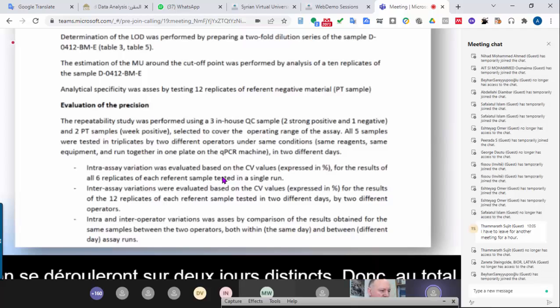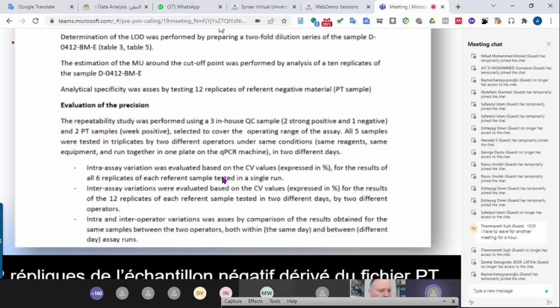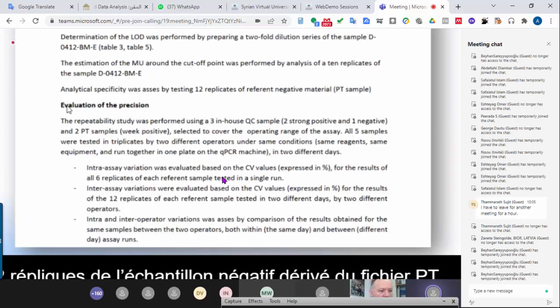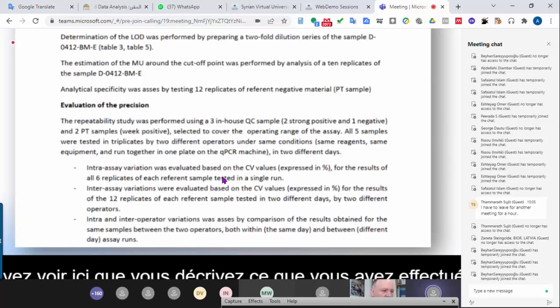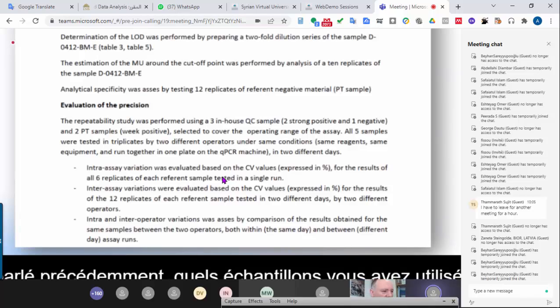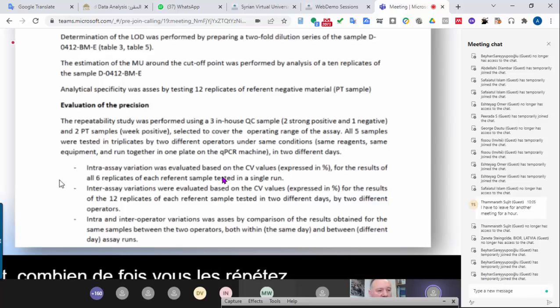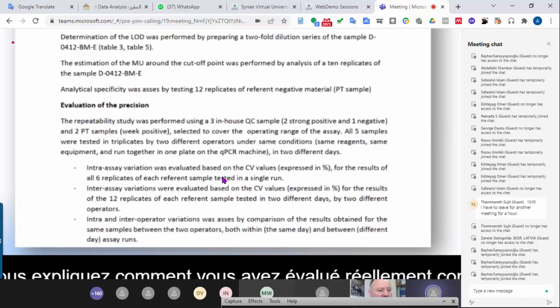For the evaluation of the precision, you describe what you have performed, what I already discussed previously, what samples you used, what is their status, how many times you repeat them, and then you explain how you will evaluate the intra-assay variation, inter-assay variation, and intra- and inter-operator variation.